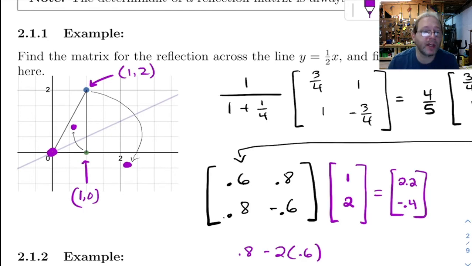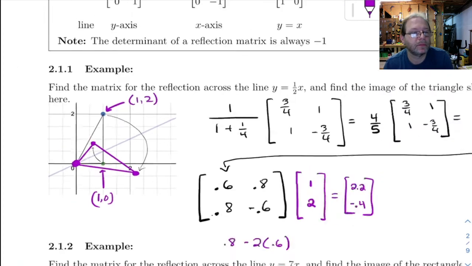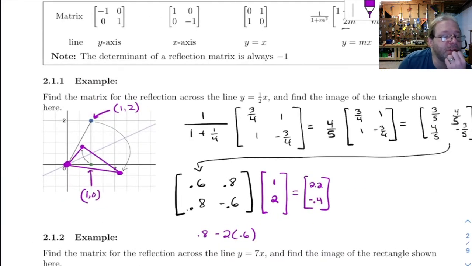And now we can just connect these guys with lines. So I get this, this, and this. That purple drawing there is the image of the triangle that we started with.